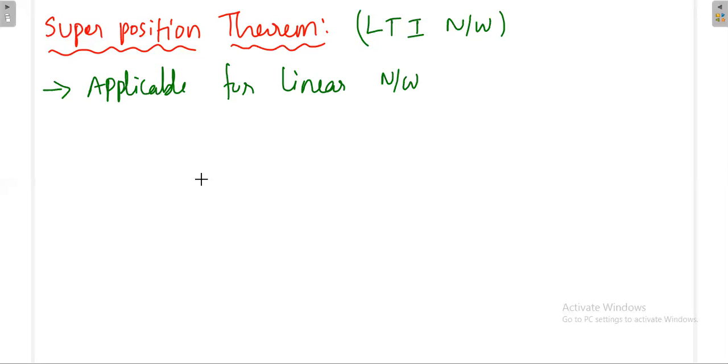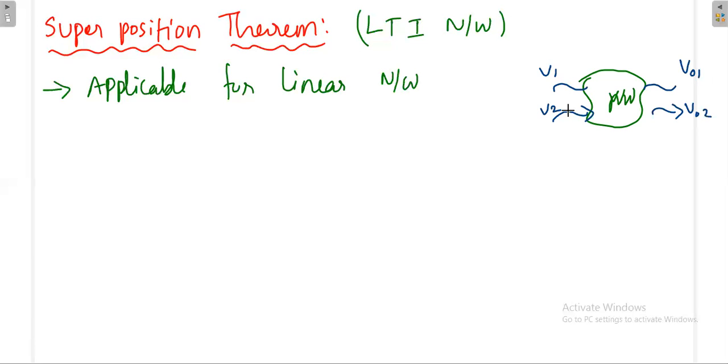Say for example, I am having one network like this. If I provide a V1 voltage source, then I get some response here, say VO1. If a new voltage source V2 is there alone, then I may get VO2. Then when I have V1 and V2 simultaneously, my output is the sum of VO1 and VO2. This is the superposition principle. And here the input can be current or voltage.